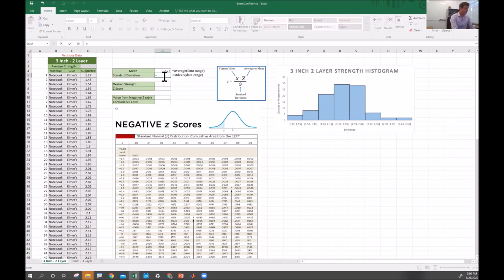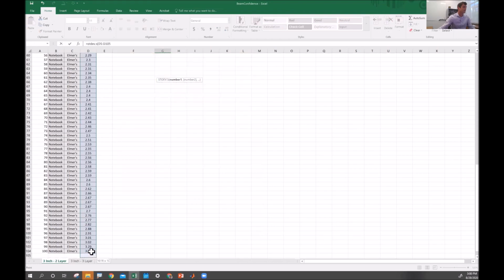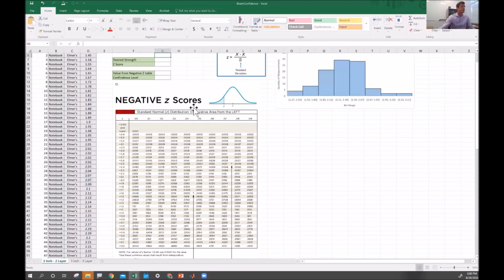So I'm going to type in equals now, STDEV.S, and I'm going to select the exact same amount. And this is giving me the spread of the information.